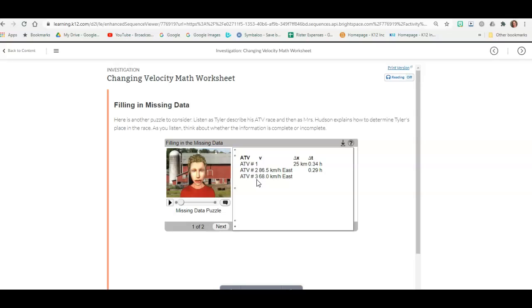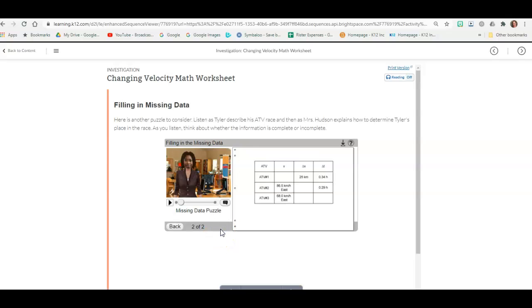And on Tyler's, we've got 68 kilometers per hour east. We don't have the time, so we need to figure out how we can solve it. Okay, so this puts it on a graph for us. All right, this shows now you're able to look and kind of fill in the puzzle pieces based on working through the formulas.